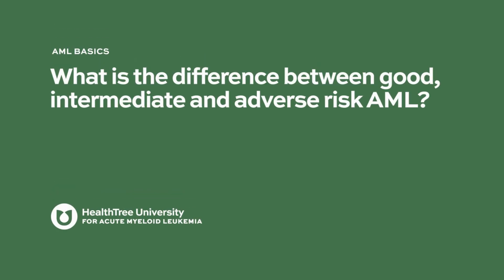What is the difference between good, intermediate, and adverse risk AML? The common probes we look for in AML would be too numerous to elucidate in a setting such as this. But in general, if someone were to be considered to have a good risk or better risk AML, what we mean is usually a patient who has a disease that's driven by mutations in core binding factors. And there are a couple of specific mutations that have those driving characteristics.